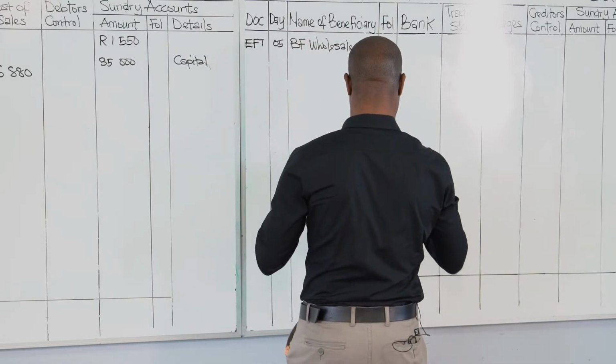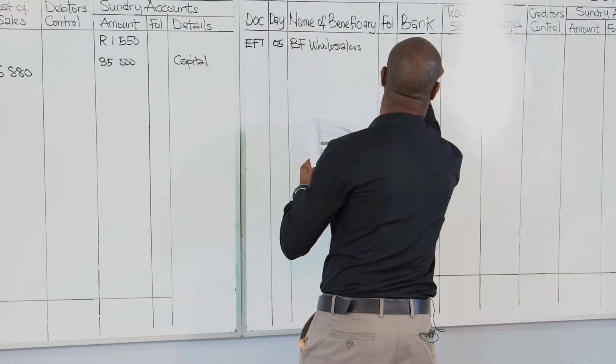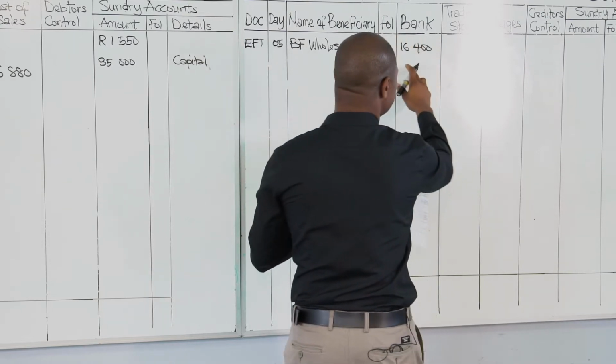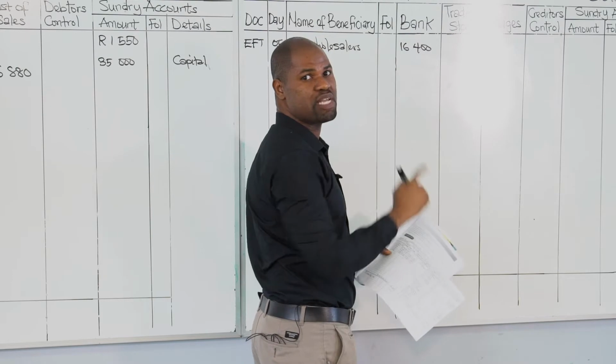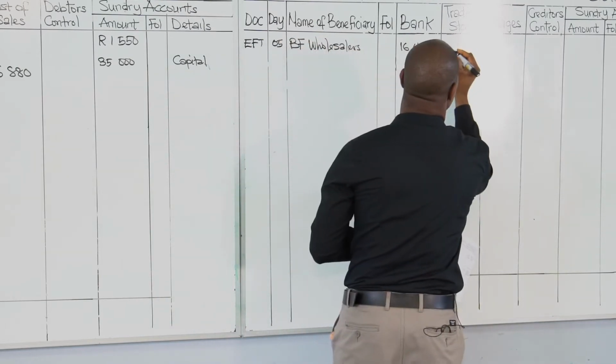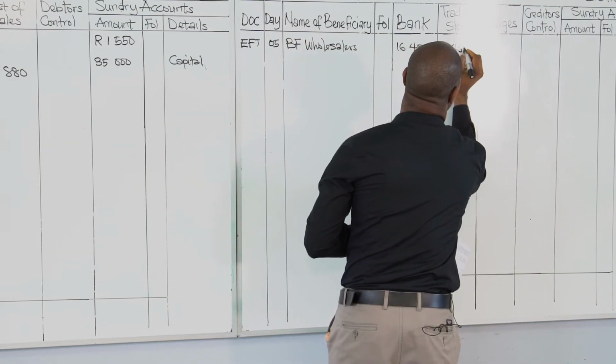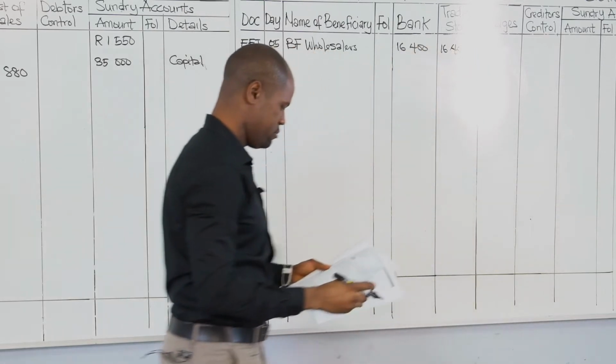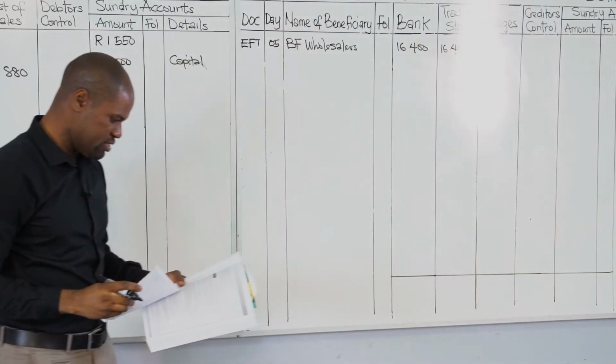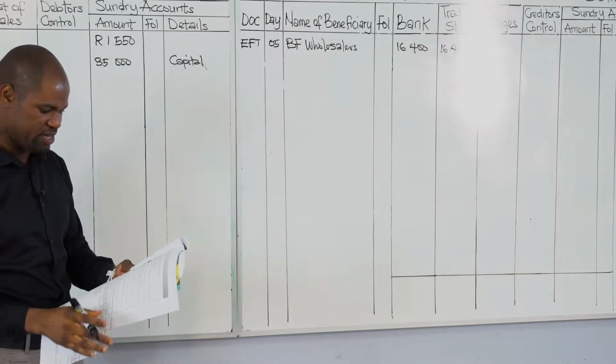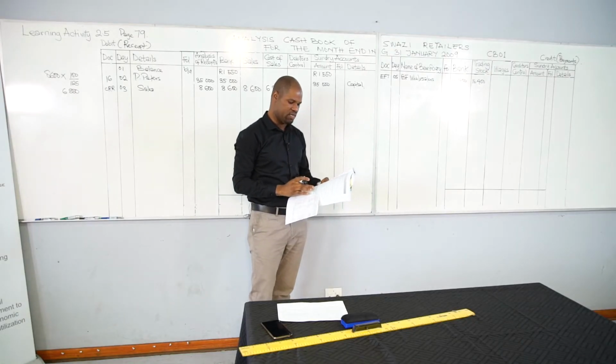The amount is 16,400. Now this 16,400 is for the goods that was purchased, so it goes into the trading stock. And that's all.